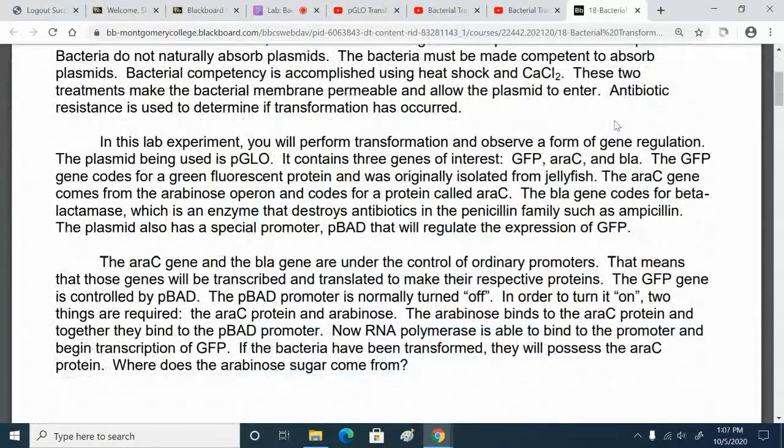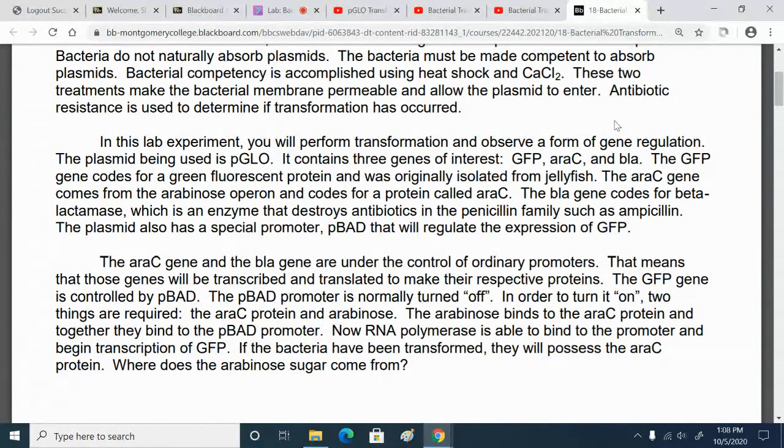So the plasmid we're using is pGLO. It does contain 3 genes of interest: the GFP gene, which stands for green fluorescent protein, the araC gene, and the bla gene. So araC codes for a protein, and bla codes for an enzyme, beta-lactamase. And beta-lactamase is an enzyme that destroys antibiotics in the penicillin family, which includes ampicillin. And so ampicillin is the antibiotic we're going to use to select for our transformed E. coli.